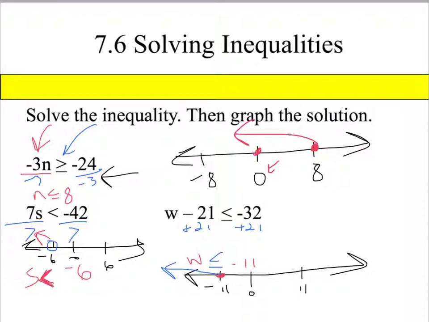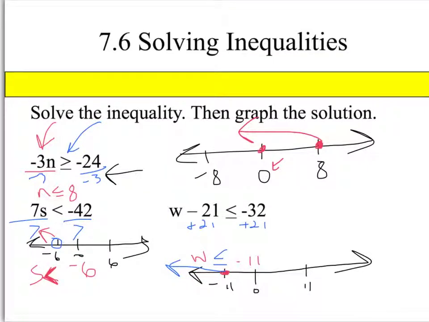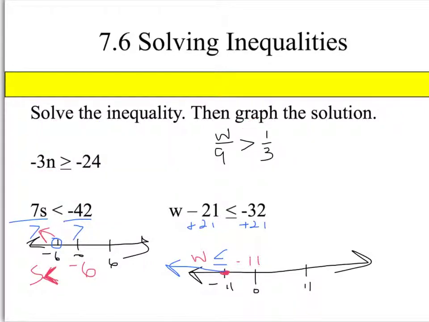What we are going to do is one more problem. So here it is. We have W, and it's up top here. We have W over 9 is greater than 1/3. So in your head, you should be thinking, what operation is happening? What operation do I have to do? I'll do that operation, I'm going to graph it, and I'm going to solve. So try this problem out, see how you do.